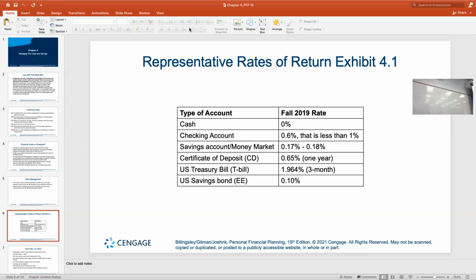So if you don't want your money in the stock market, but you want to earn more than just having it in a savings or a checking account, then I would suggest buying CDs.